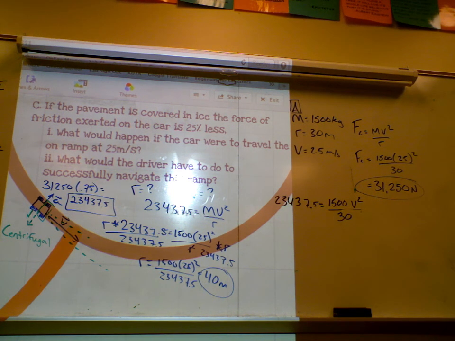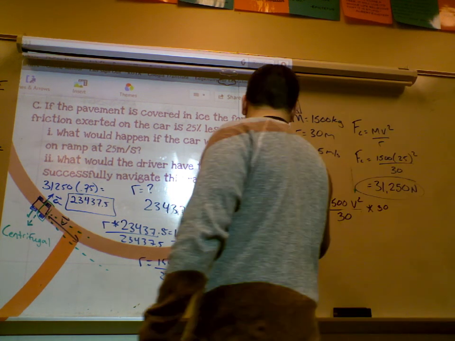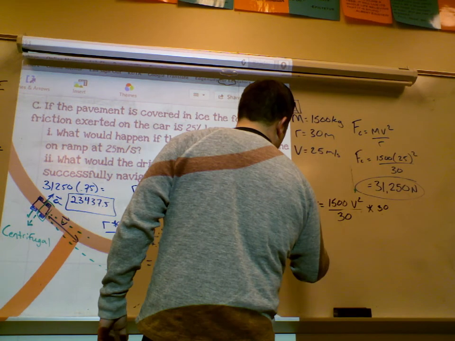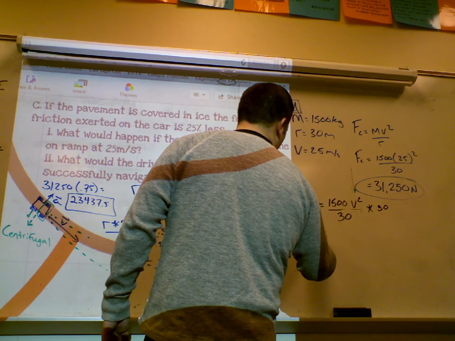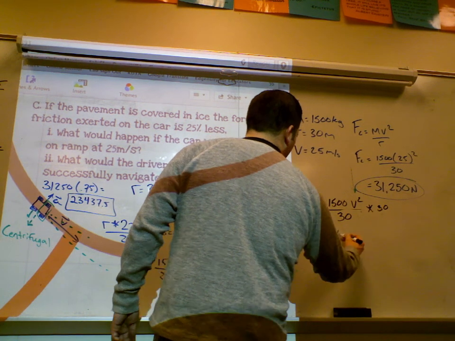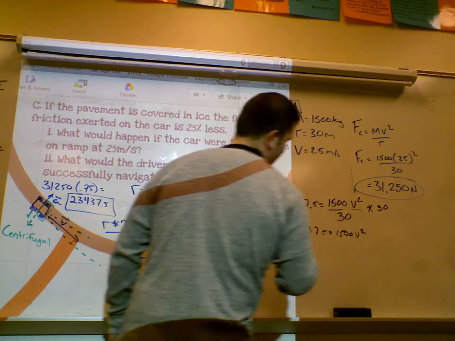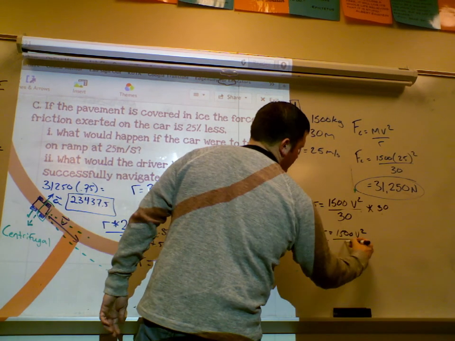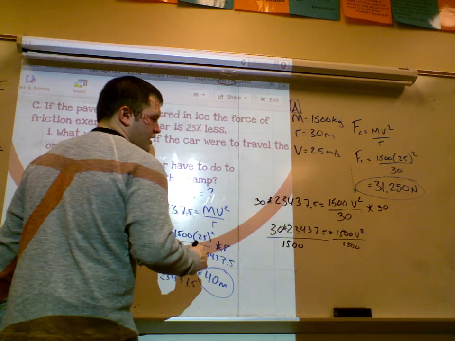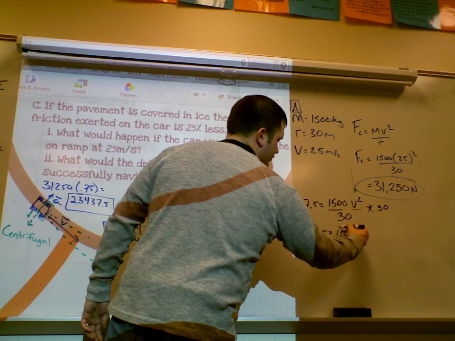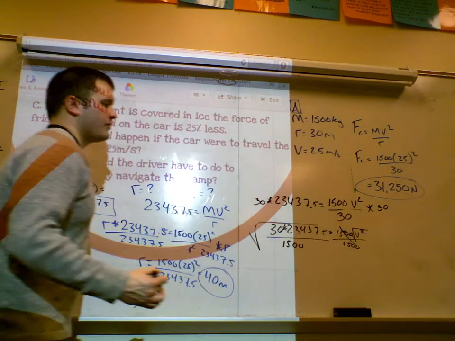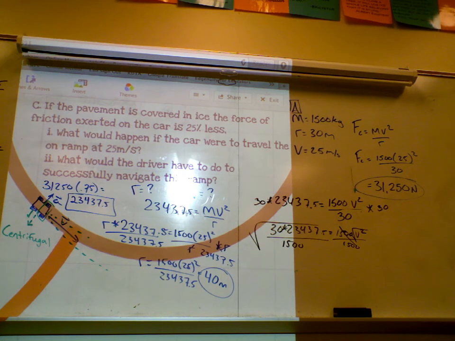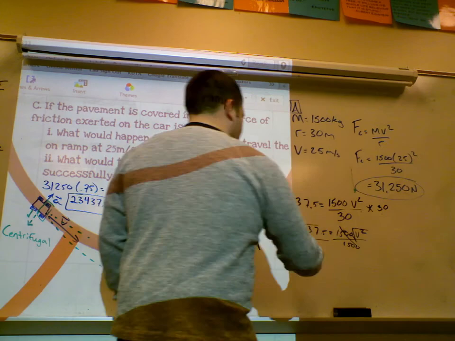So now I'm solving for v, right? I'm going to multiply by 30. So we have 30 times 23,437.5 equals 1500 v squared. Now what? We're going to divide by 1500. And once you get that, what do you do to that? Square root of it. And what's our new velocity? 21.65.